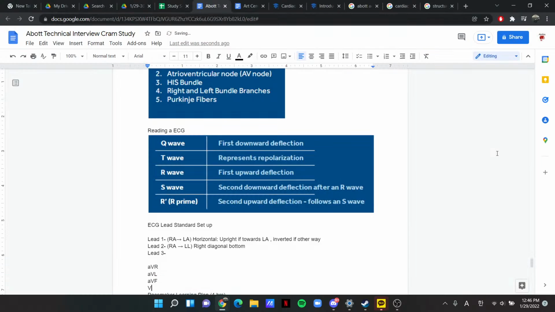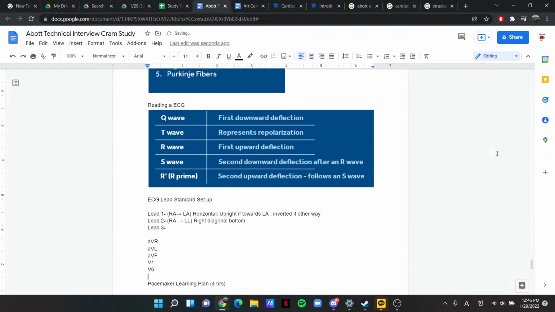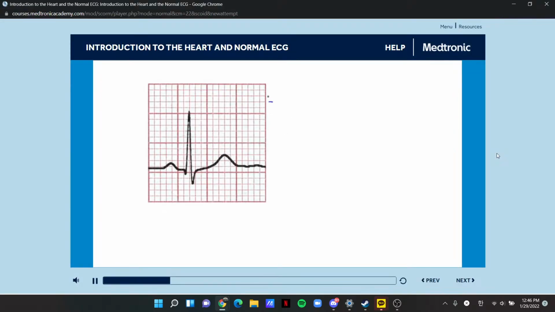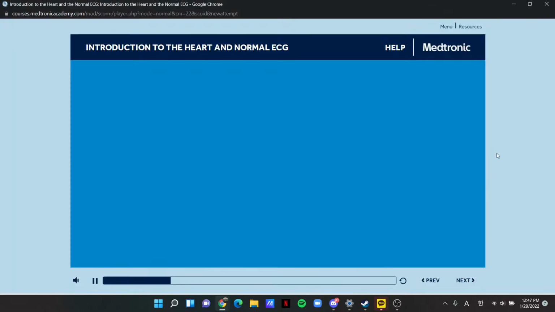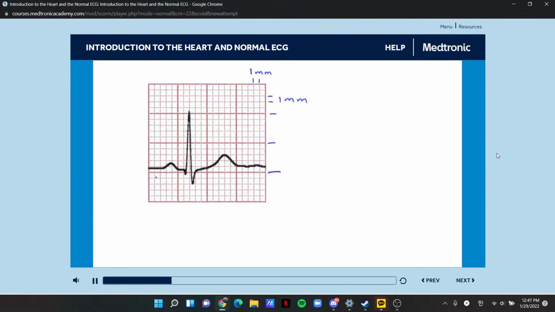Let us now examine this grid in more detail. The grid is based on the metric system. Each small box is 1 millimeter tall and 1 millimeter wide. Heavy lines occur every 5 millimeters, so you can easily measure how many millimeters you're dealing with.